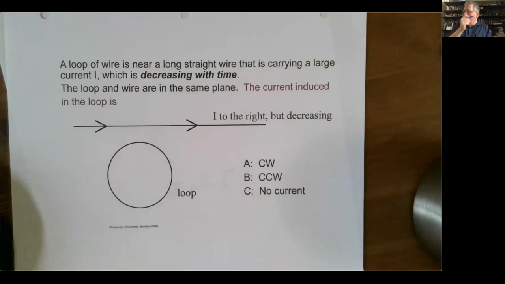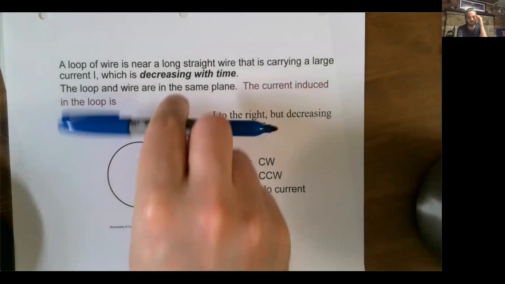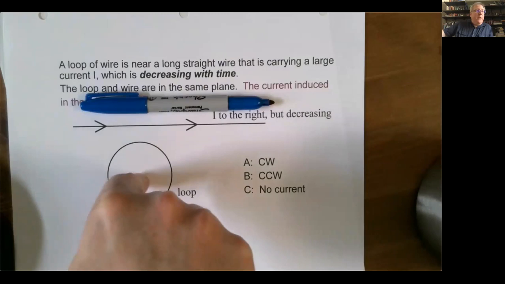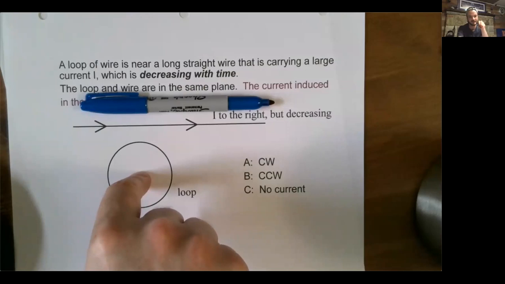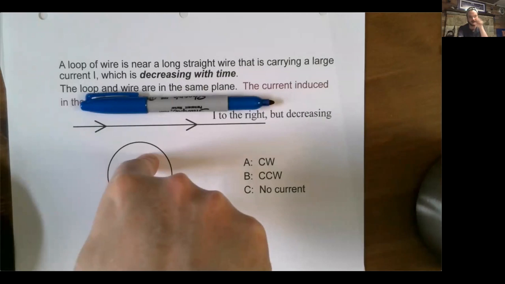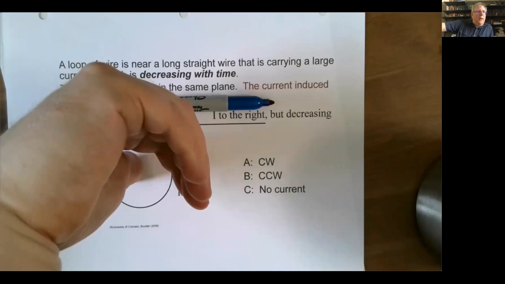Calvin, what did you have? I can't remember. I had B. You had B? All right. So how do you get to that one? The current created by the straight wire is into the page, and then it's decreasing. So the field is into the page, and the field is decreasing, so the field inside the loop is getting smaller into the page. So it needs to create a field into the page. Right, it wants to reinforce it. Okay. And so if I'm making a field into the page, thumb into the page, loop around, and that way is clockwise. Is that correct?